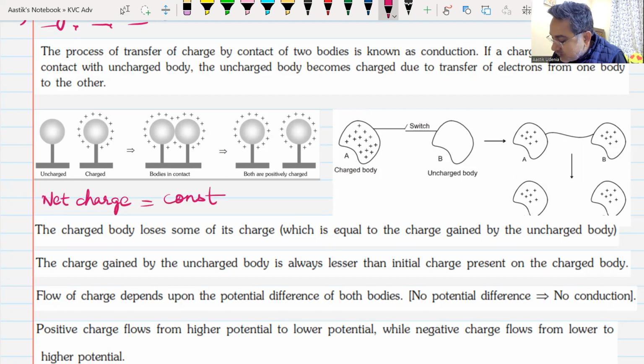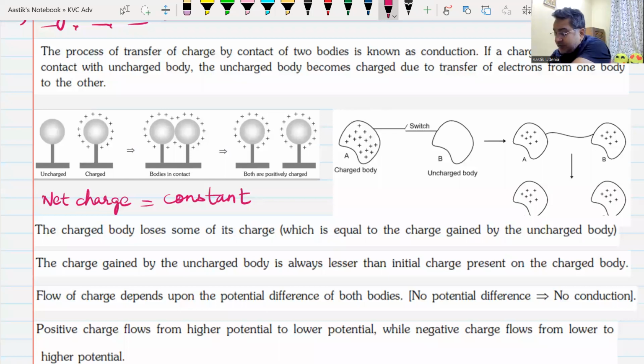Net charge will remain constant. The bodies will get charged because of transfer. This transfer can happen by the transfer of electrons. Electrons will always flow from a point of lower potential to a point of higher potential. I'll give you 1 minute to note this down. Let us move ahead and move into the next thing.